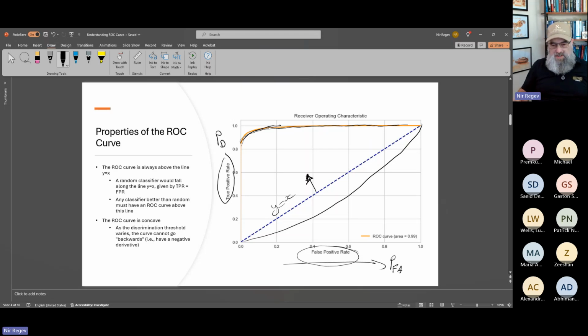Okay, so the ROC curve is concave, and it's above this y equals x line, or PD equals PFA line.